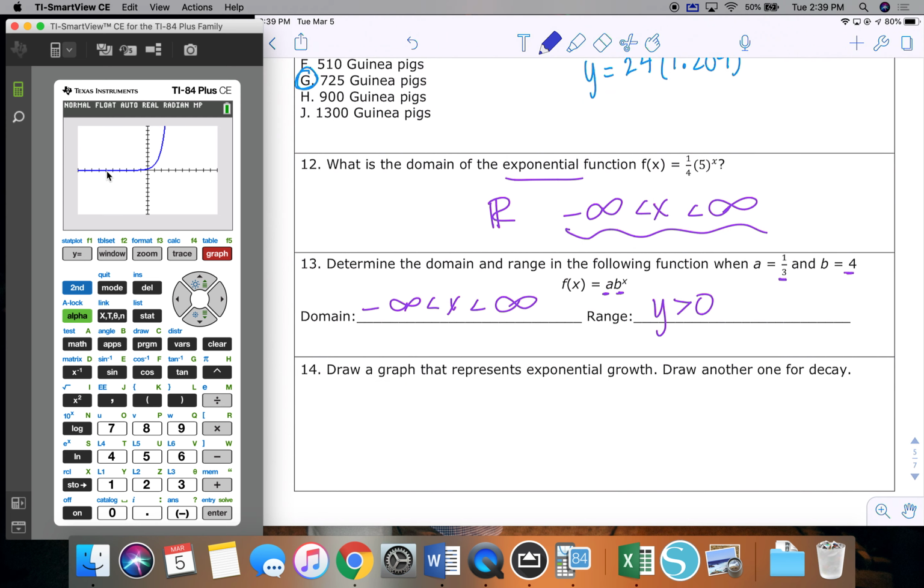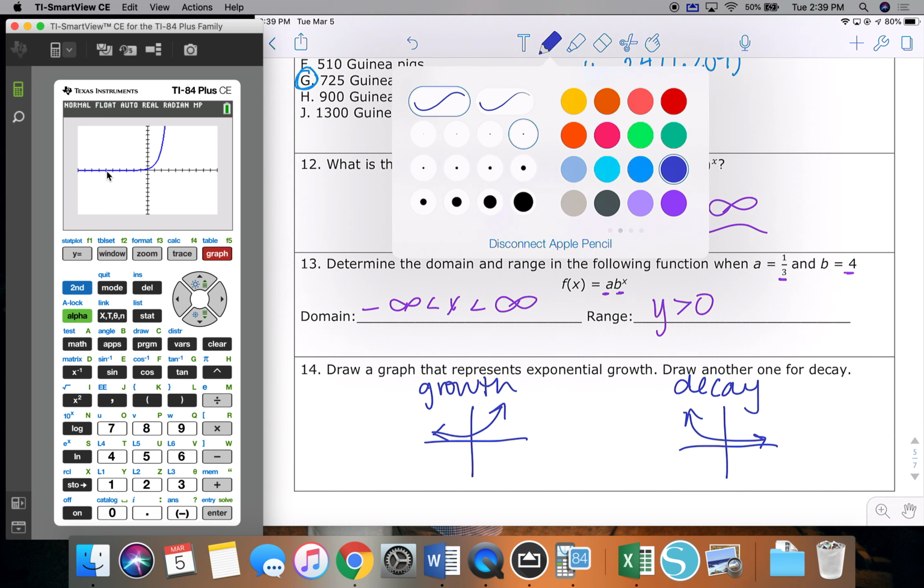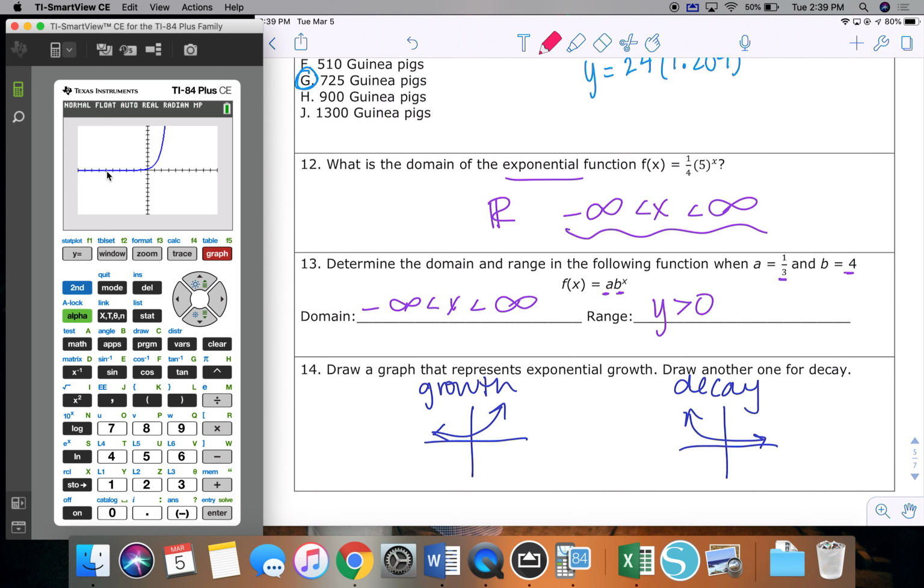They want me to draw a graph that represents growth and another one that represents decay. So growth is going up from left to right. Decay is going down from left to right. So they just want a sample picture. So if you need a pause to draw those, that's fine.